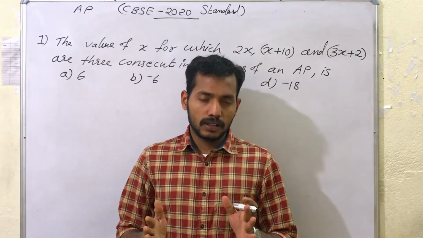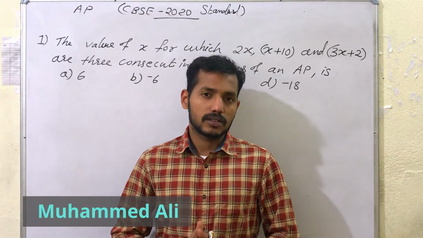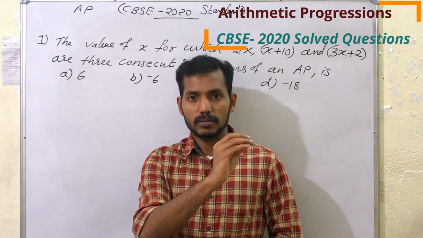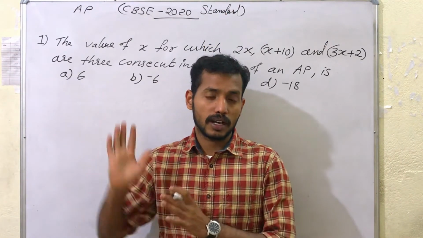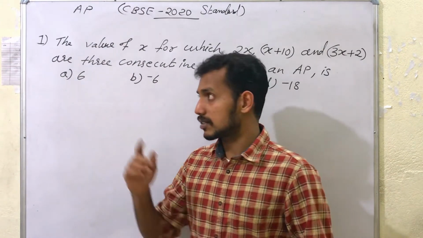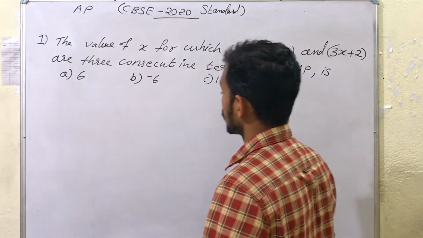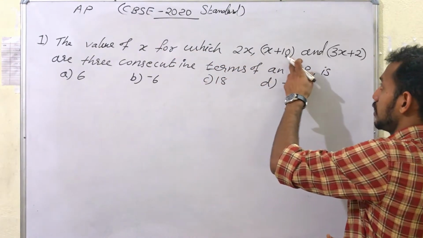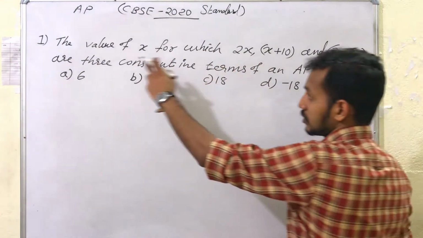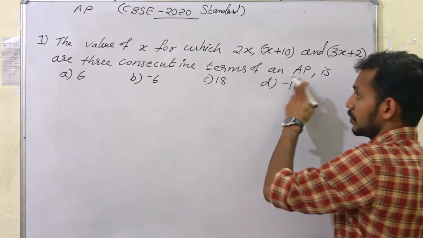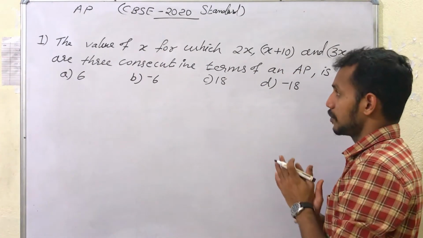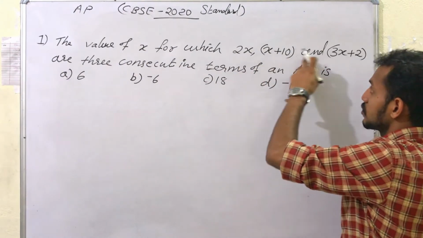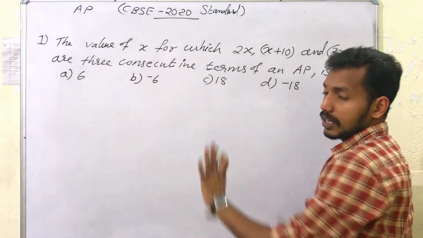Dear students, in this video I am going to explain some questions from CBSE 2020 board examinations based on arithmetic progression. So let's start with the first question: the value of x for which 2x, x plus 10 and 3x plus 2 are three consecutive terms of an AP. We need to find the value of x in which these three terms are consecutive terms of the AP.